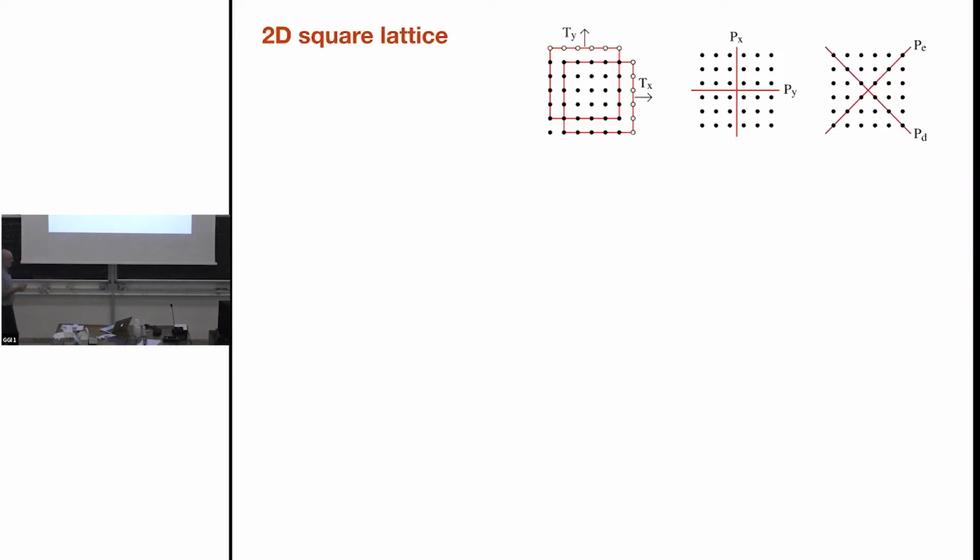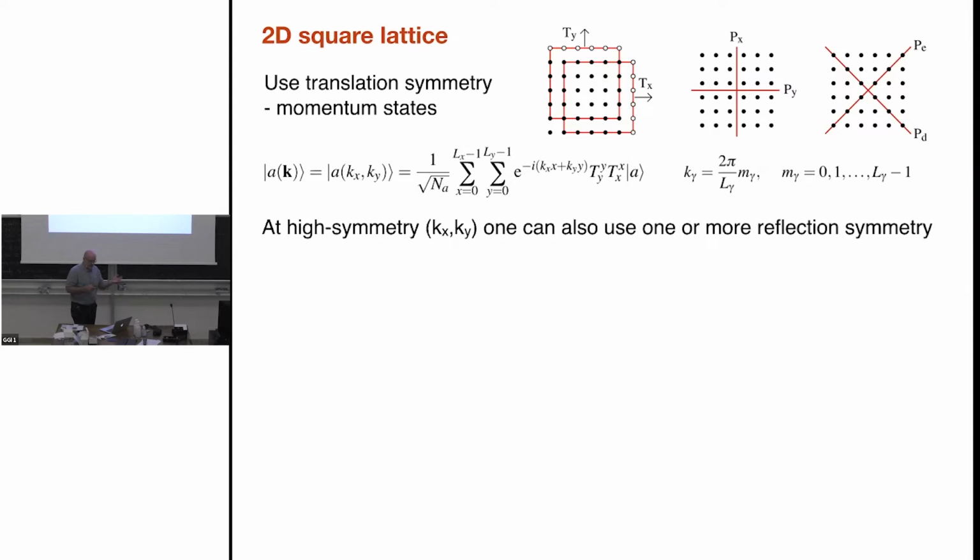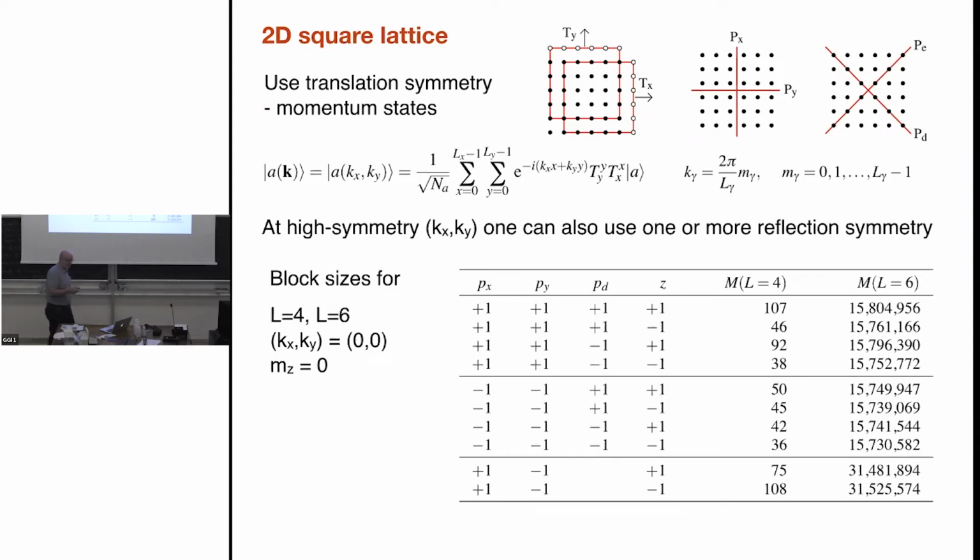So we can again exploit symmetry. So here I illustrate some translational symmetries that we can use to construct momentum states. For some momenta like (0,0) and (pi,pi), we can further divide up our big matrices using reflection symmetries and so on. So I'm not going to talk about the details of that, but just show you a table here.